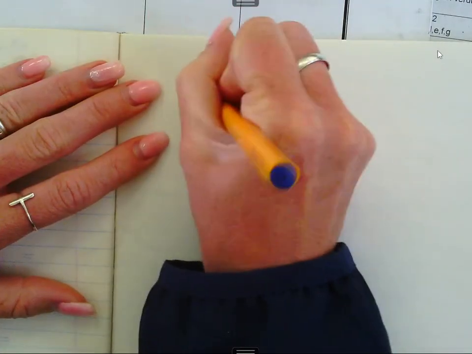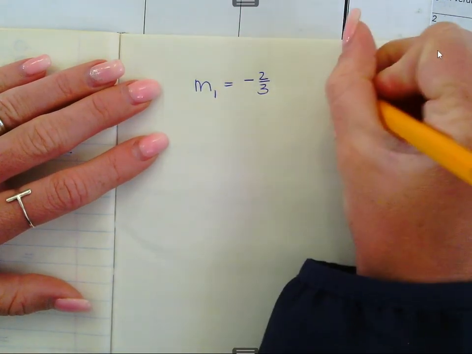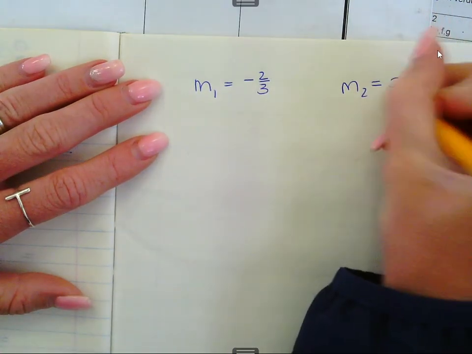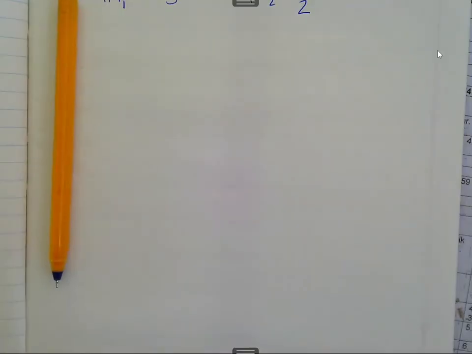Let me show you another one. If the one gradient is equal to negative 2/3, let me finish, the other gradient will be 3/2. Okay. Does that make sense to you? Do you remember these things? Did you do it in grade 10?